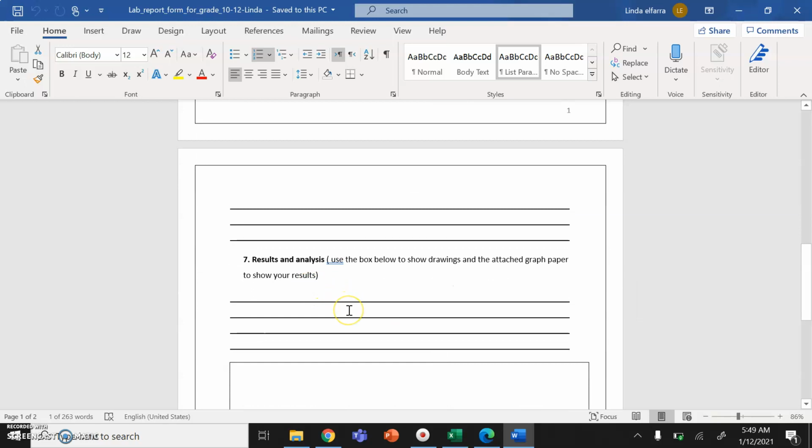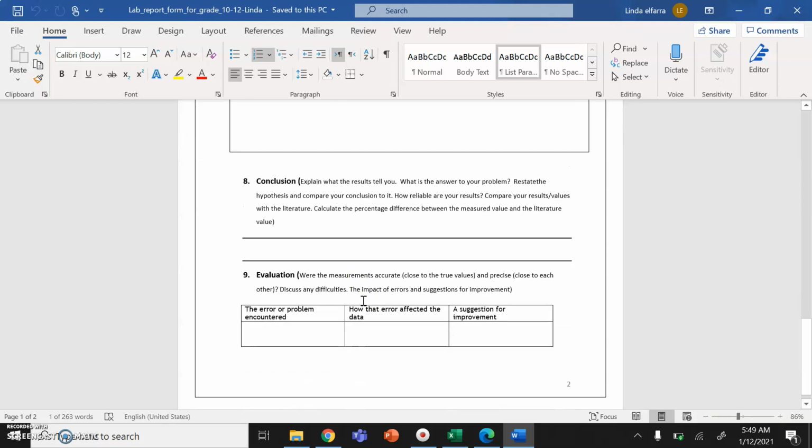Results: all the results, the tables, the graphs, you paste them here with all the calculations and the analysis. At the end, you have to write the conclusion and the evaluation. You need to fill this table. What problem did you encounter during the experiment? How did that error affect your data? And if you're going to repeat this experiment again, do you have any suggestions for improvement?